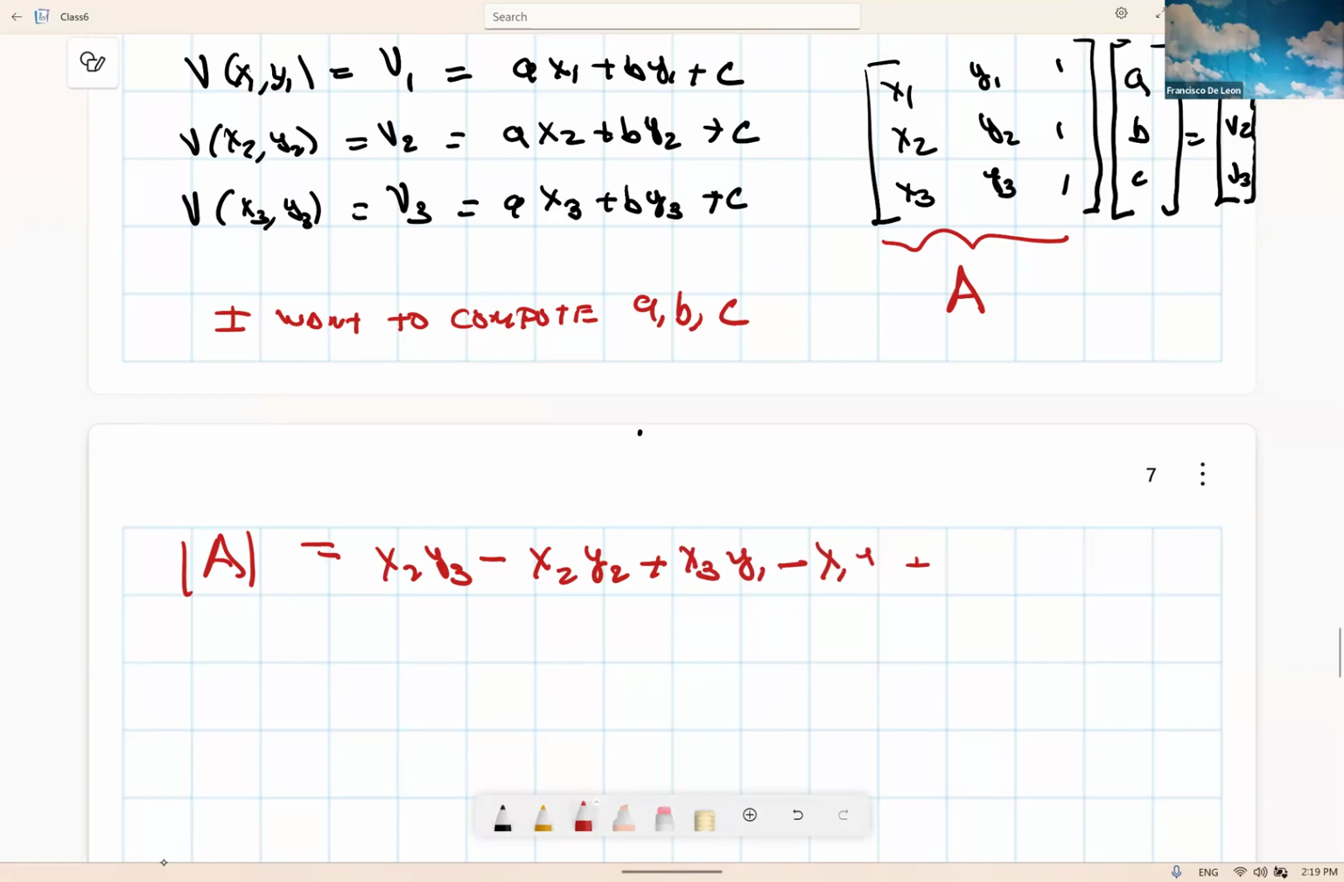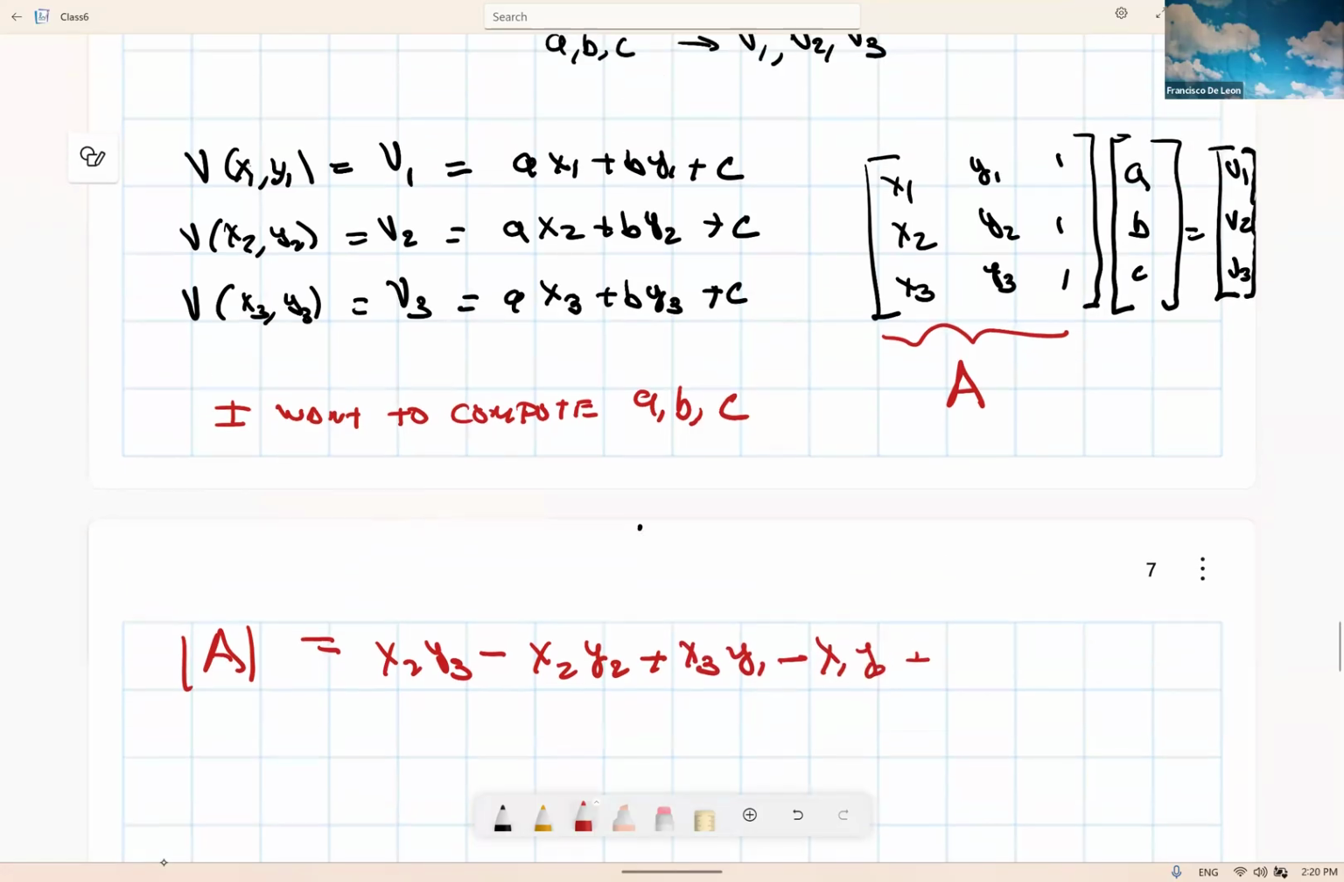The determinant? For the determinant, I would prefer to go this way. I take this one, and then that, the multiplication of that minus that, right? So x2, y3 minus x3, y2. So this is the first component, right?